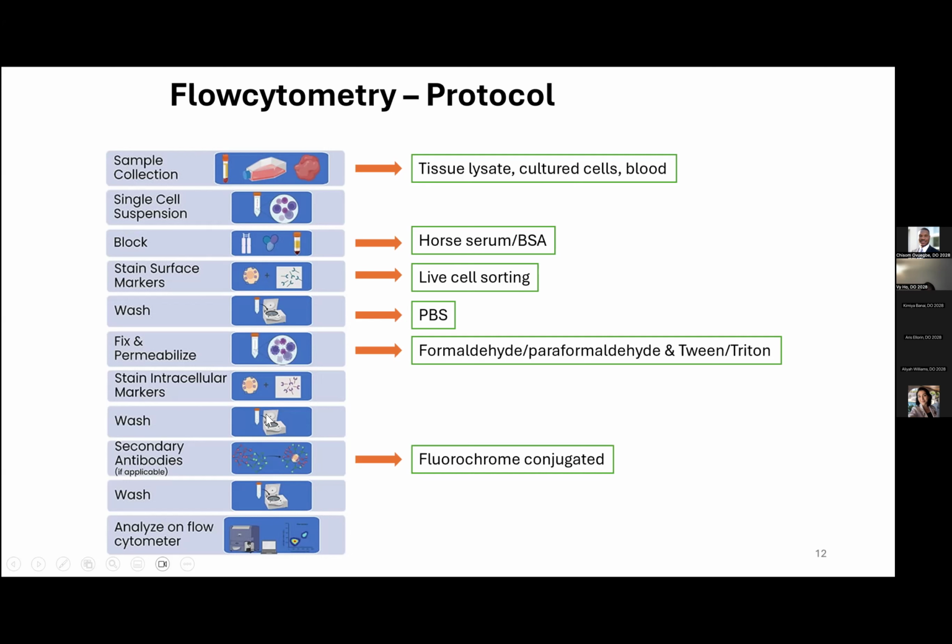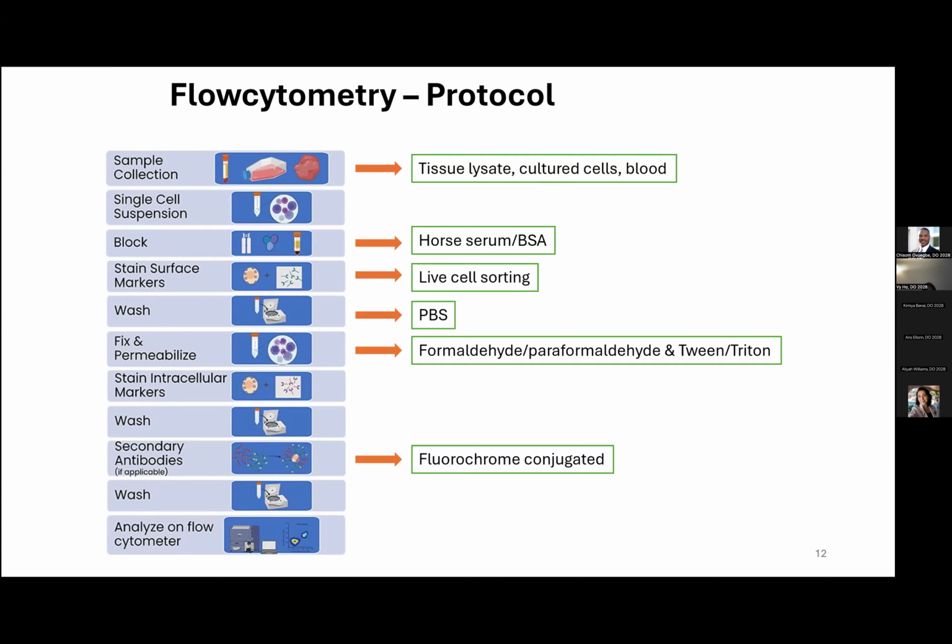Again, we need to wash. Then we need to add the fluorochrome conjugated antibodies. Again, wash and analyze. So we need to have a cell suspension. We need to do blocking. We need to do extensive washing. We need to do fixing and permeabilization based on the analysis. If it is live cell sorting, we need to skip those steps. Otherwise, it will kill the cells.